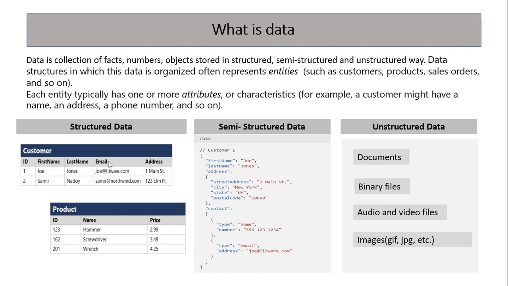This data is represented in one or more tables that consist of rows, where a row represents each instance of an entity and a column represents an attribute of the entity. So this one row, like Joe, has the details of one person, right? And these are first name, last name, email address. These are the attributes. This table itself indicates that the first is customer, the second is product, right? So this is properly structured data, and we can understand it very easily.